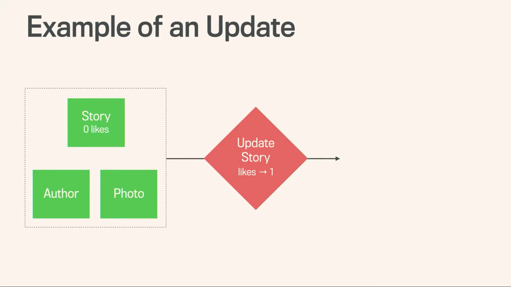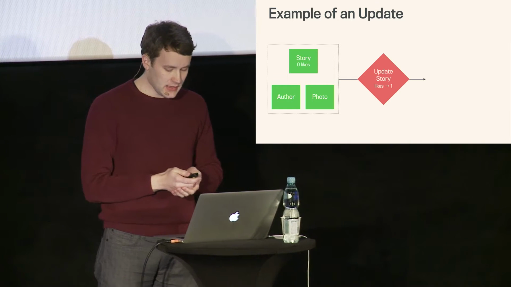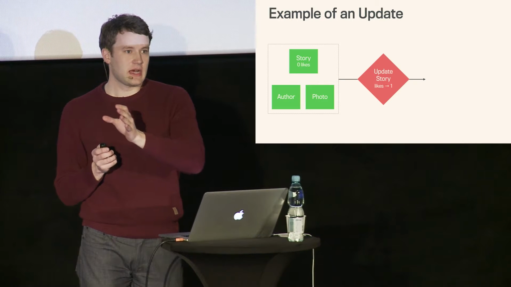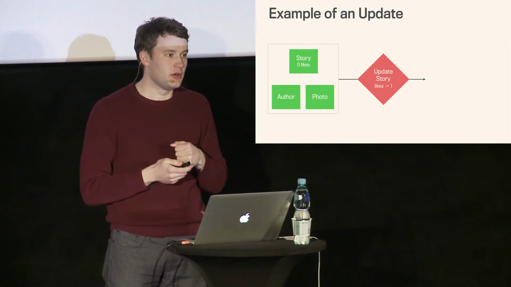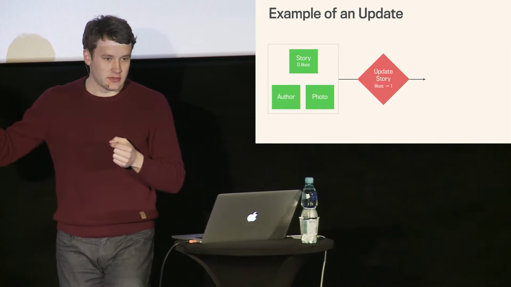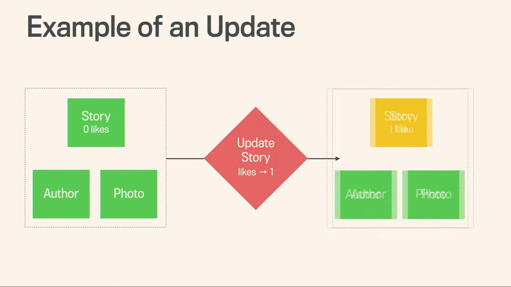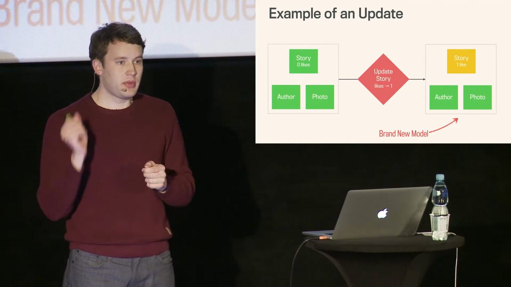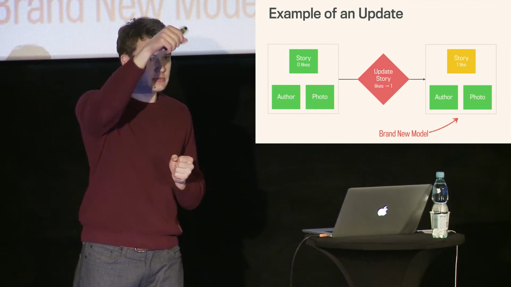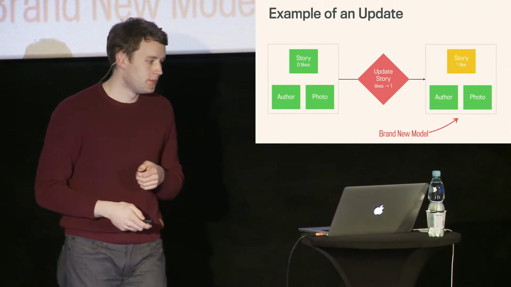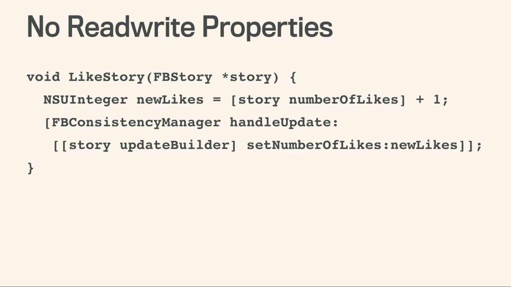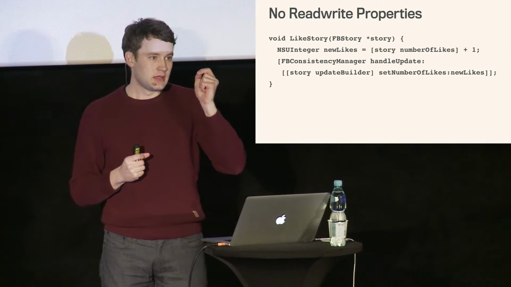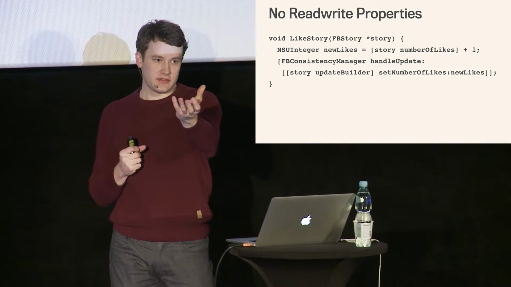So instead, the first question we got was, well, how do we change things? Like, things aren't the same forever. And the answer is you make copies, and you change those copies in a private way that you don't know about. So for example, if we had a story with 0 likes and we wanted to increment that, we would just copy the story, make a brand new model that has likes equals 1. And then we would pass that story into the code at the very top level, and then it would deal with re-rendering that story. So here's what the code looks like now, right? Now you say, all right, hey, consistency manager, I want you to handle this update. Given this story, I want you to set the number of likes to this new value.